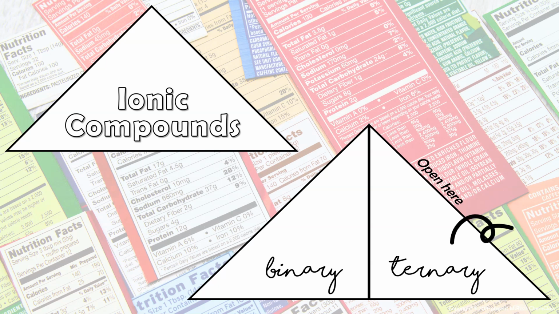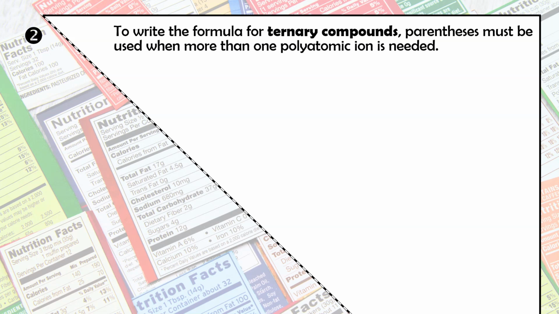For the next part of our foldable, we're going to discuss ternary compounds. The difference between these, just like the name implies, binary refers to 2 and ternary refers to 3 or more. To write the formula for ternary compounds, you must use parentheses when more than one polyatomic ion is needed.